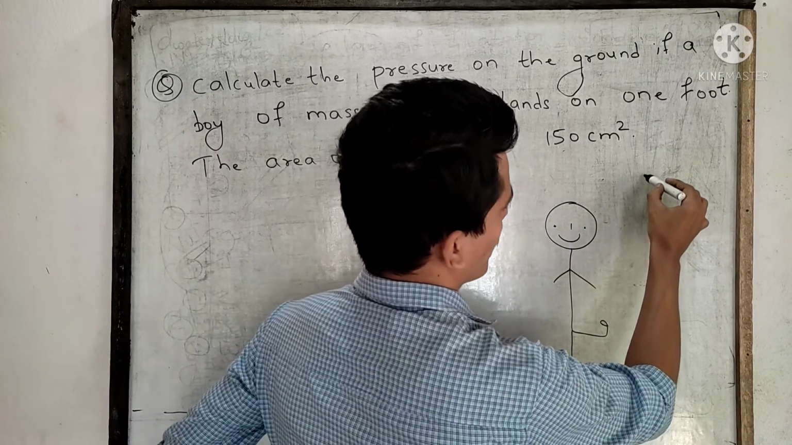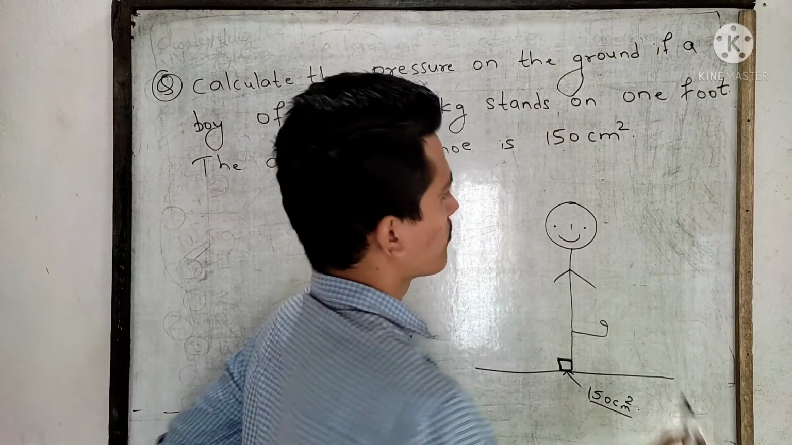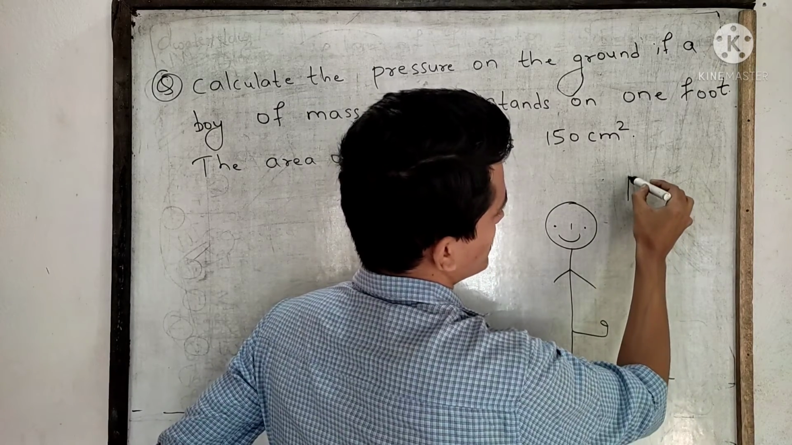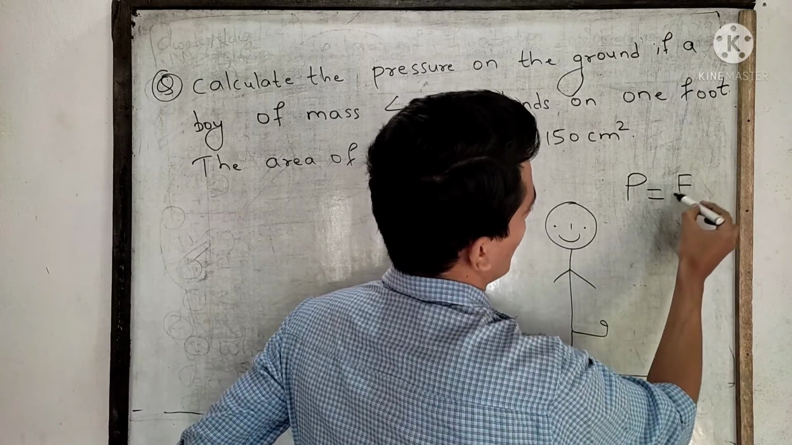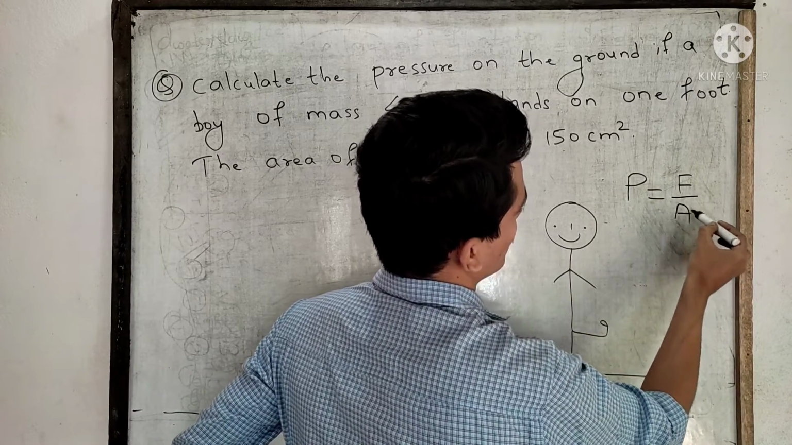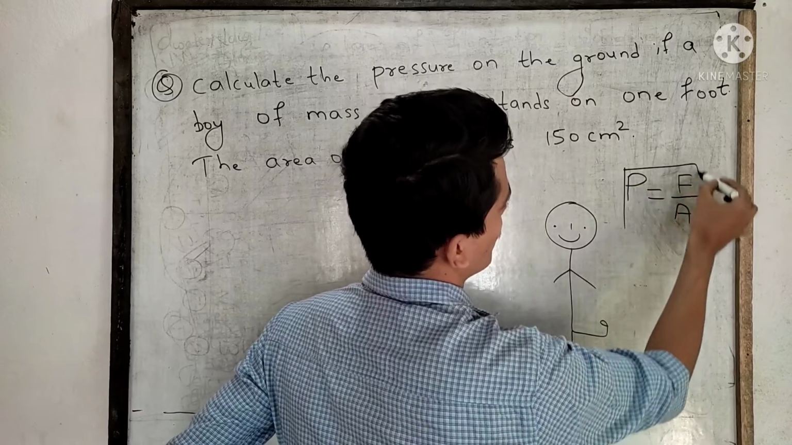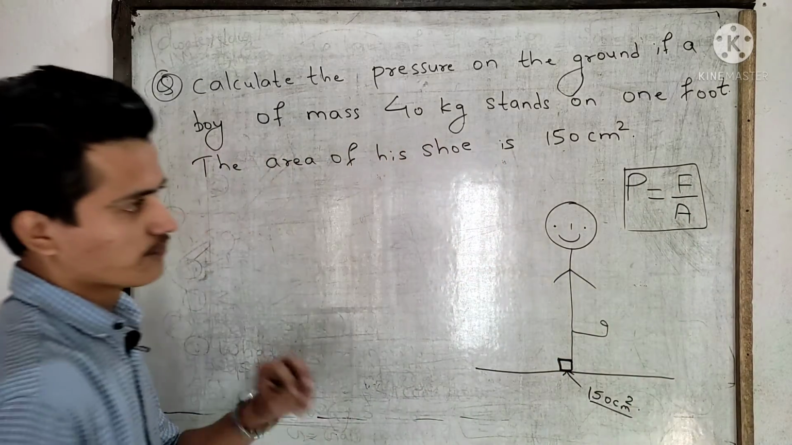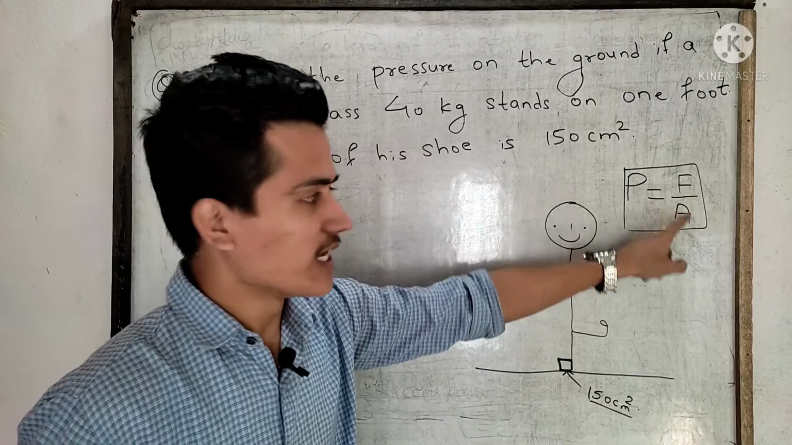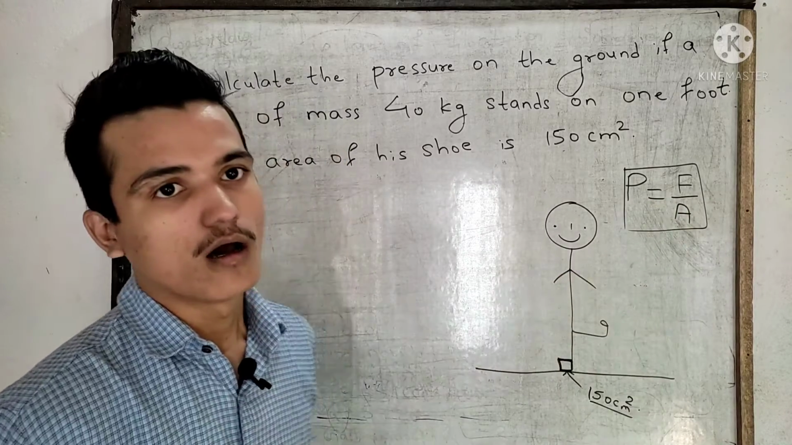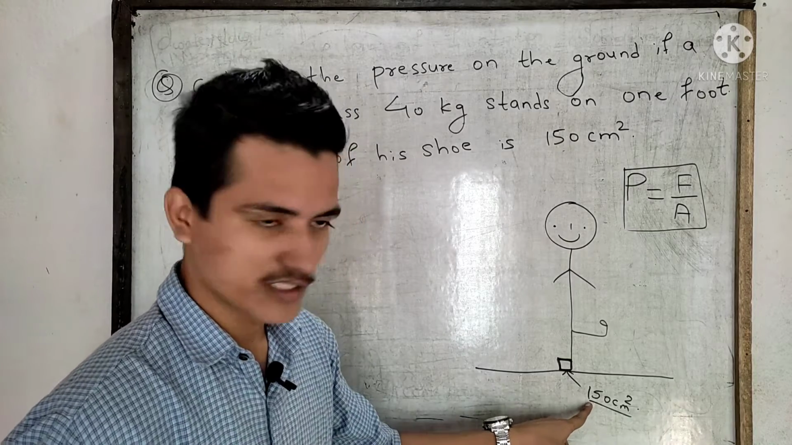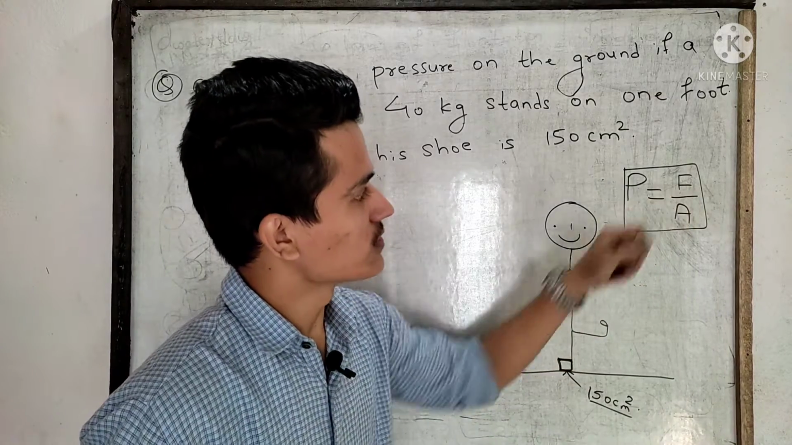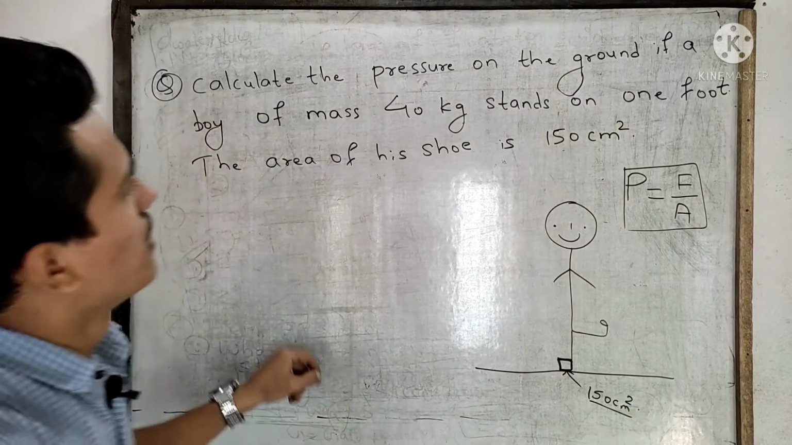How can we calculate the pressure? We can calculate pressure by using this formula. P is equal to F upon A, which means pressure is equal to force upon area. This F is force and A is the surface area in contact. Surface area is given, force is not given.